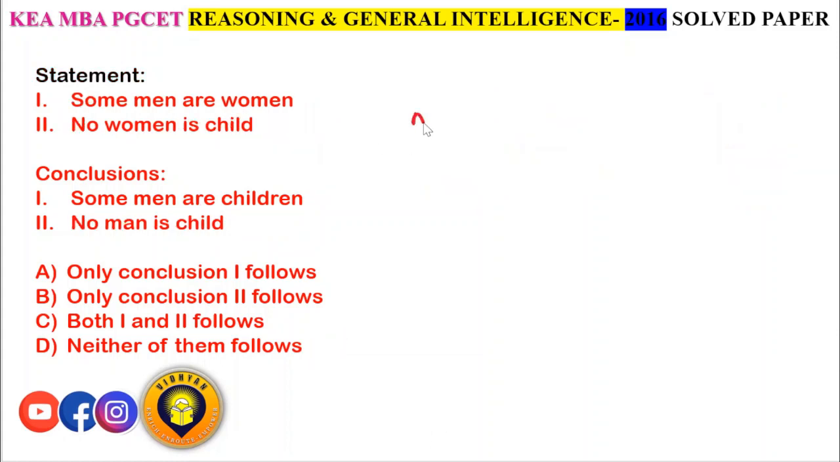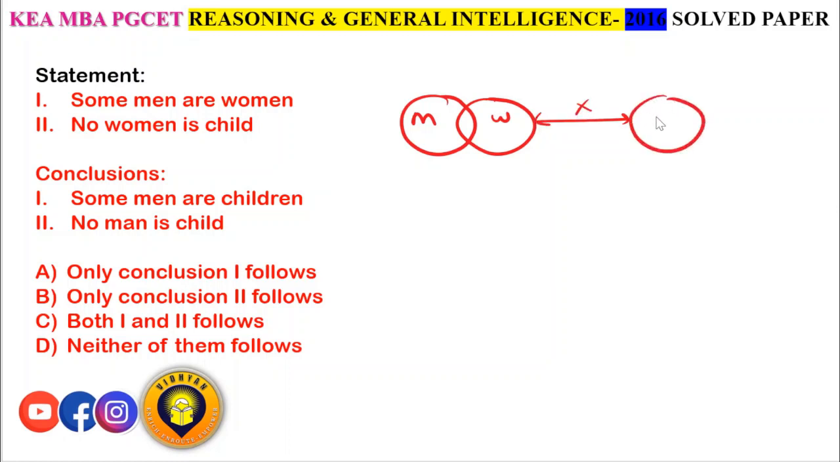Some men are women, no woman is child. That means the woman circle and children circle are separate, they don't intersect at any point. Now the conclusions. Some men are children, whether it is visible that some portion of the men circle is coming inside the children circle? No, right? So therefore it is false.